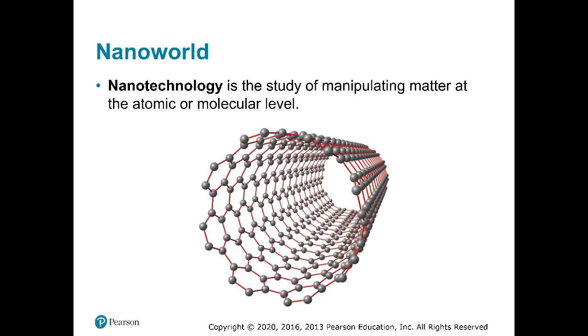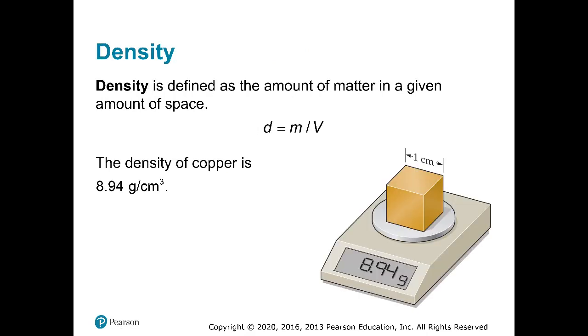Nano world. Nanotechnology is the study of manipulating matter at the atomic or molecular level, because that's the nanometer level. And you can do some really pretty cool stuff. This is a carbon nanotube. They're quite a bit stronger than steel, as far as that structure goes.